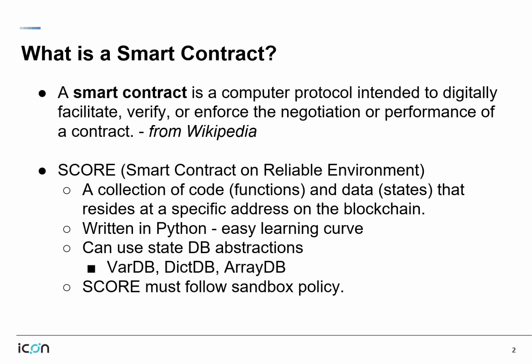A unique aspect of Icon Score is that its programming language is Python, which is a general purpose programming language. And this language is easy to learn and already popular nowadays. So if you're already familiar with Python, you can write Score code right away without learning a new language. And Score provides state-DB abstractions like var-DB, dict-DB, array-DB. I'm going to explain the details later. So the most important thing you should remember is the sandbox policy. I'm going to explain this in the next slide as well.